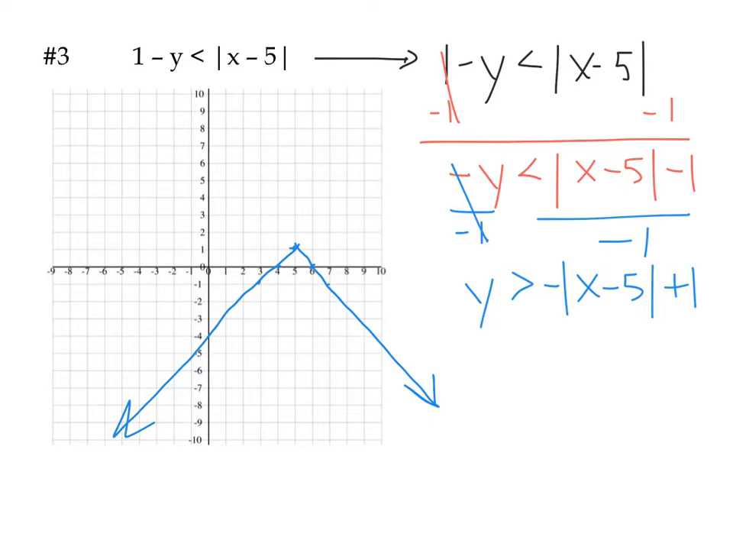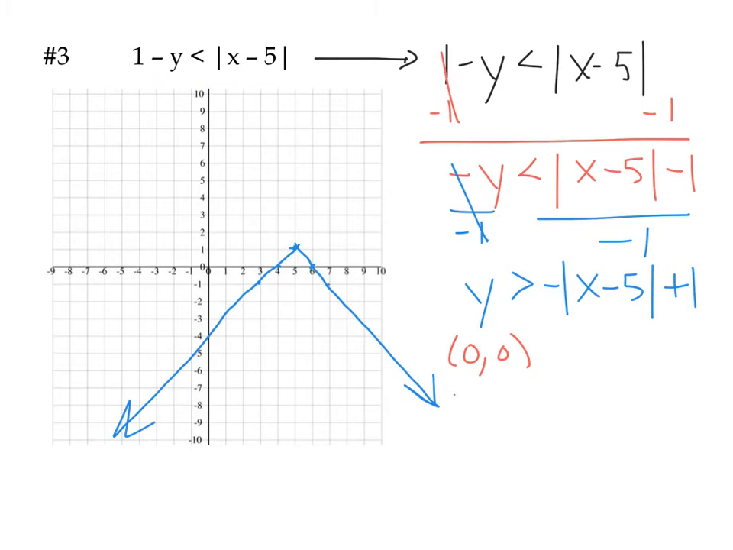Now we want to test a point. So we're going to test the point 0, 0, like we've been doing. We should test it in the original inequality, in case we made a mistake getting to here. We want to go back and test in this original inequality. So I'm going to use this to test my point 0, 0.